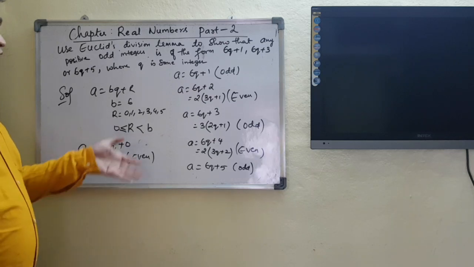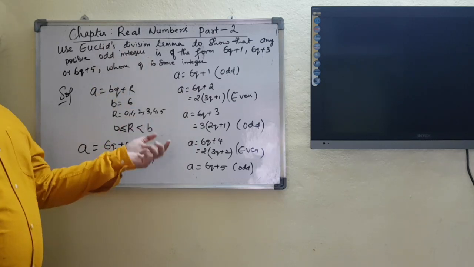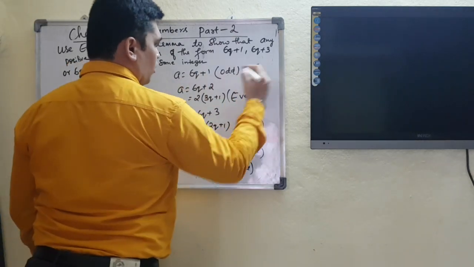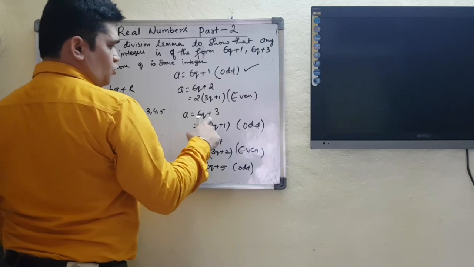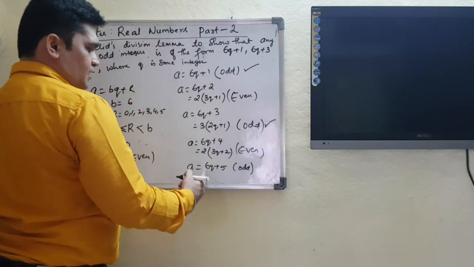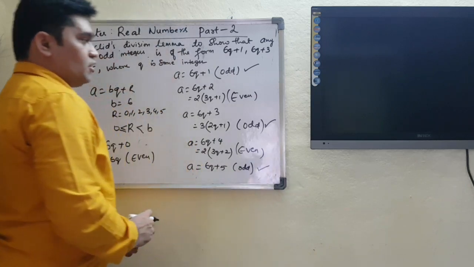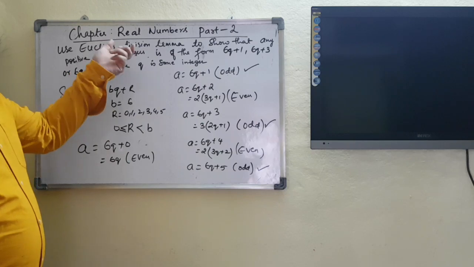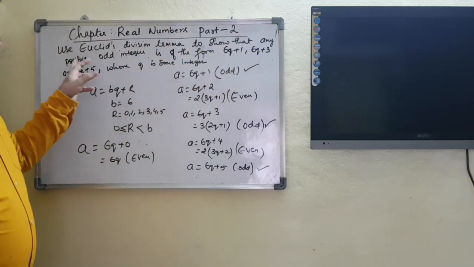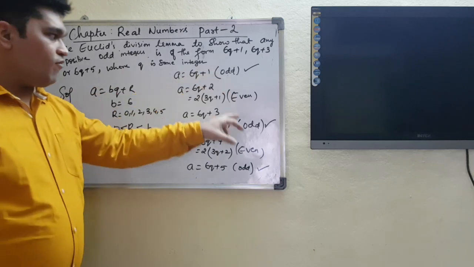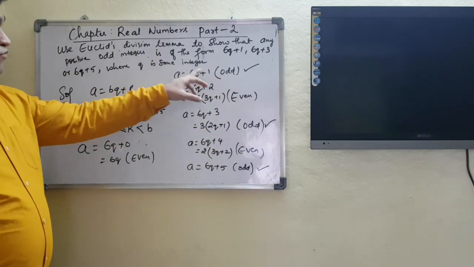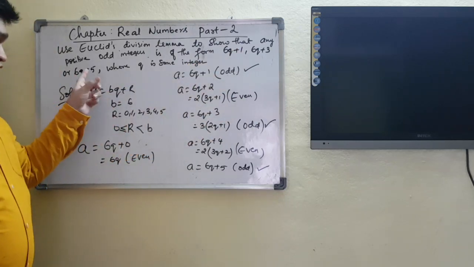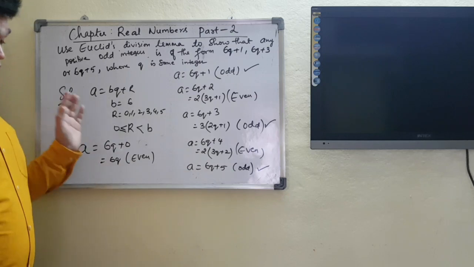Now we have solved all the terms including all the remainders. If you go through it, we have come across that 6q plus 1 is an odd number, 6q plus 3 is becoming an odd, and 6q plus 5 becoming an odd. So in the question, it's saying that show, using Euclid's division lemma, that any positive odd integers are in the form of 6q plus 1, 6q plus 3 and 6q plus 5. So hence we have proved.